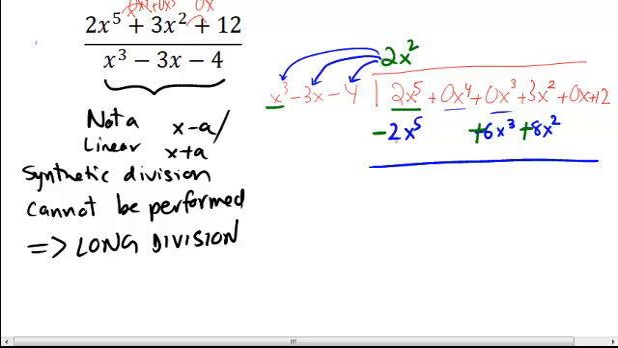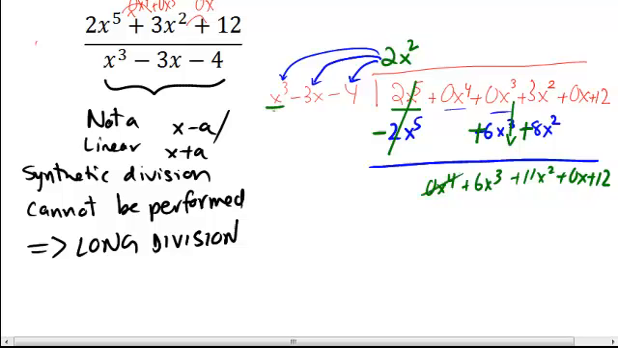So 2 minus 2, of course, is 0. 0x to the fourth, I'm going to bring this term down in case I need it. And then you have 0 plus 6x cubed, so that's 6x cubed. Then you have 3 plus 8, which is 11x squared, plus 0x plus 12. Same thing here. Since this is 0, you can kind of ignore it.